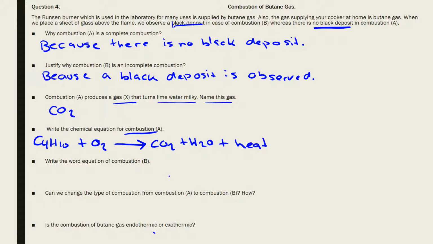Write the word equation for combustion B. So we've got butane, plus oxygen, which gives us, now with combustion B, it's incomplete, so this just gives us carbon plus water.